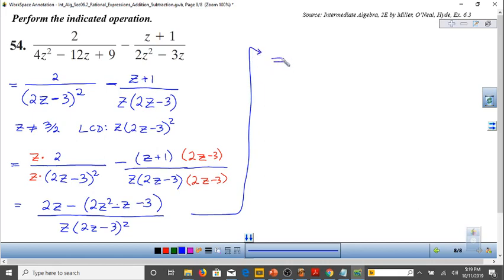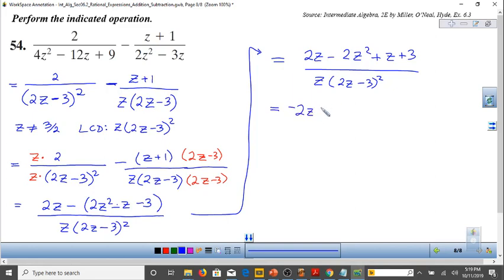Now let's continue. We see here that if we distribute the numerator, we distribute the negative, we get negative 2z squared. We have 2z minus 2z squared plus z plus 1 plus 3. And then the denominator will keep as z times 2z minus 3 squared. Now 2z plus z is 3z. So we have a negative 2z squared plus 3z plus 3.